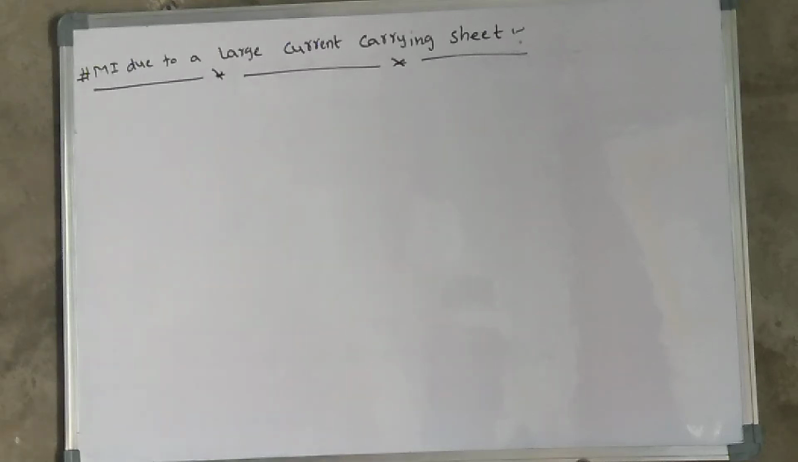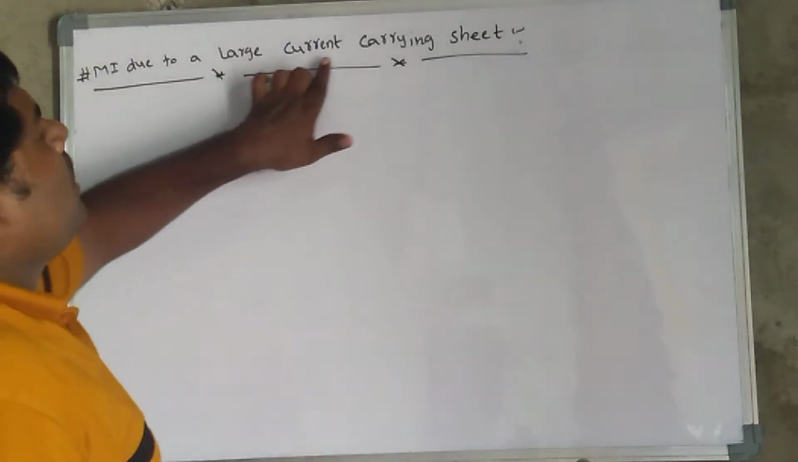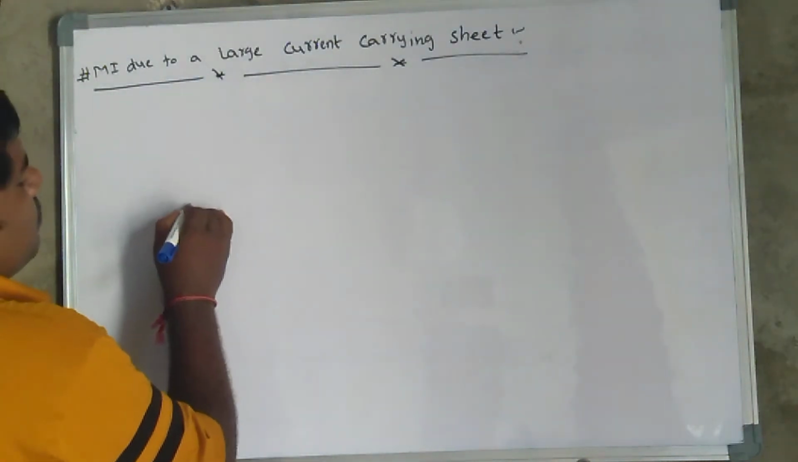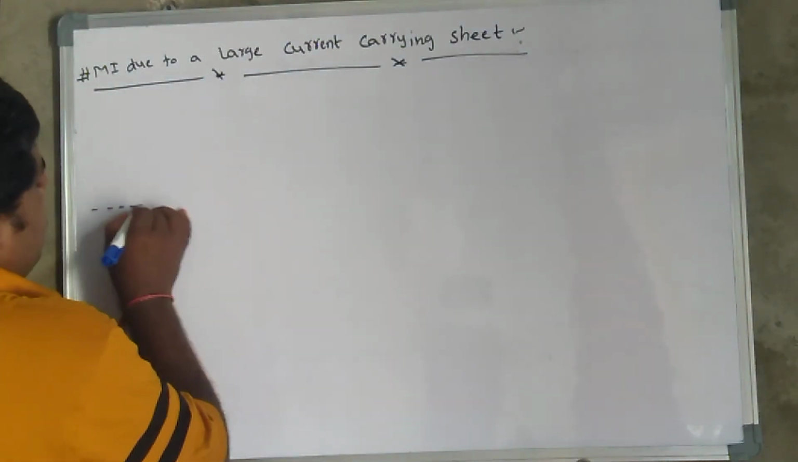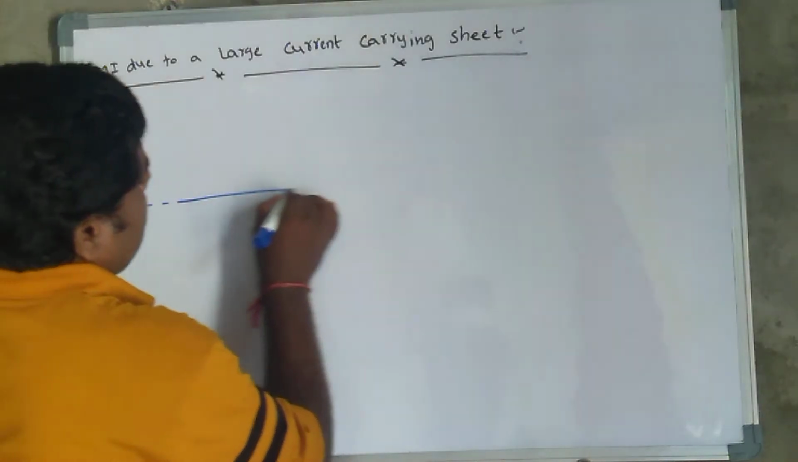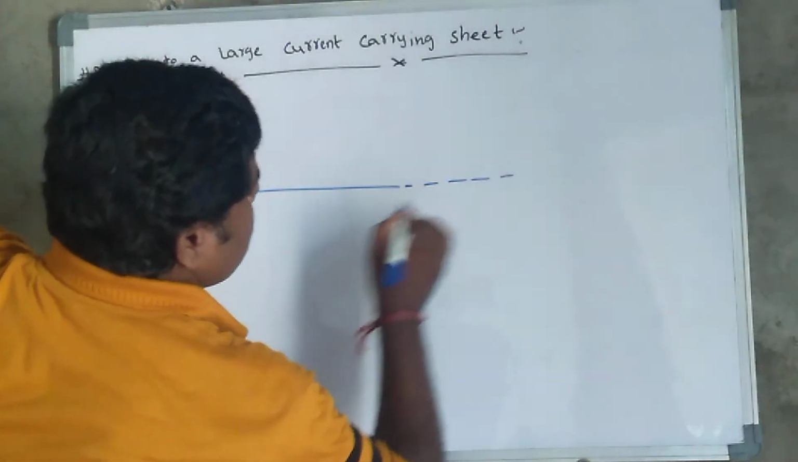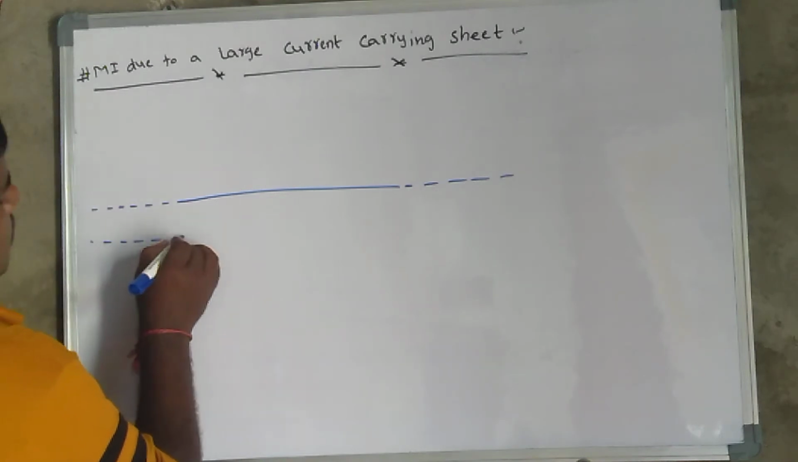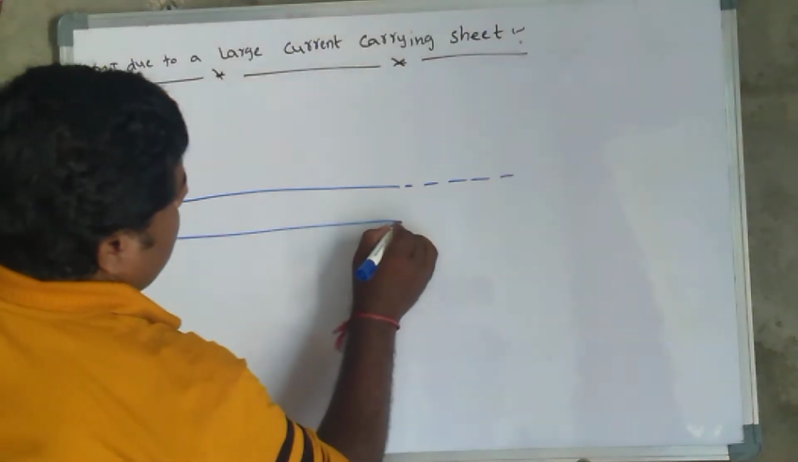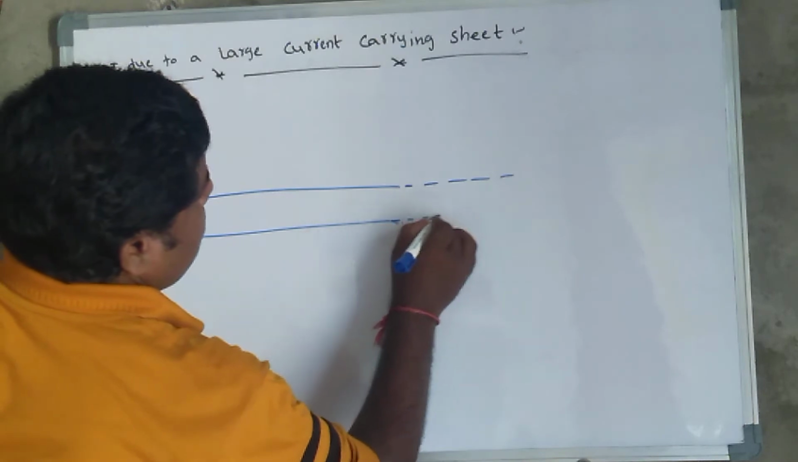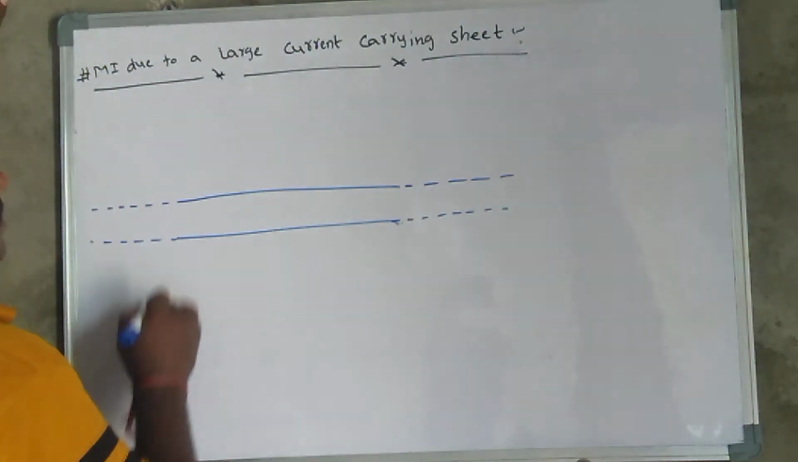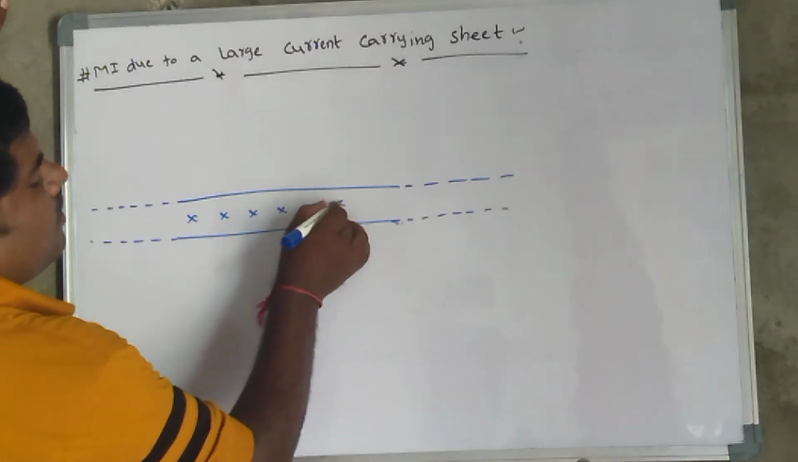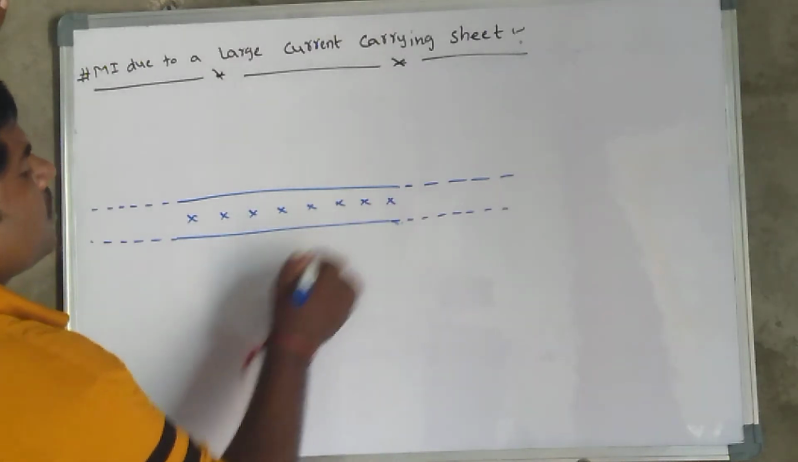Next, another one: magnetic induction due to a large current carrying sheet. Let us consider a large current carrying sheet like this, with the current direction inward.